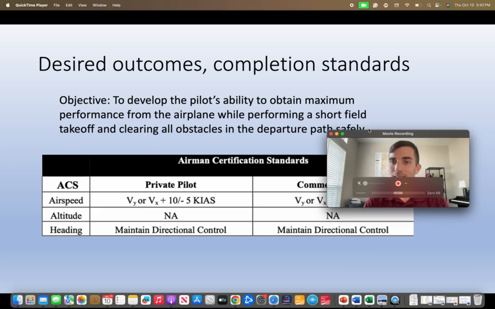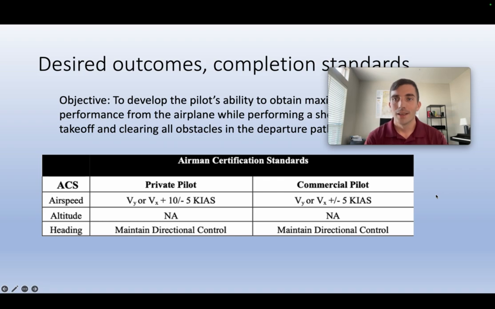Here are the ACS standards and a nice little chart for us. So you can see for private pilots, it's plus 10 minus 5 knots as it relates to both VX and VY. You'll fly at VX, and then once you're 50 feet over the obstacle, you'll transition to VY. That's why they're both listed there. And you need to keep that airspeed within those parameters for both. Similarly, for commercial, it's just plus or minus 5. So you lose 5 of those extra knots on the plus side of the maneuver.